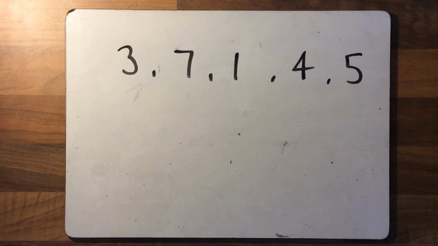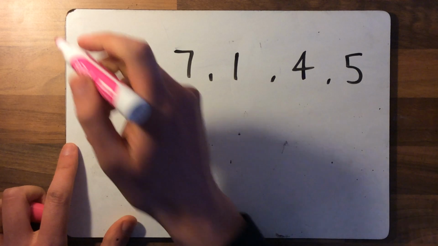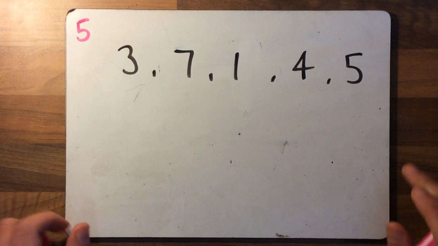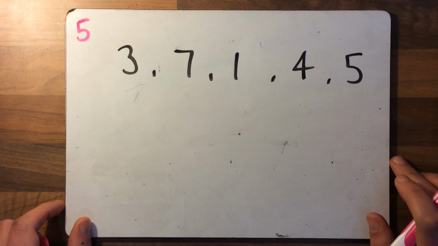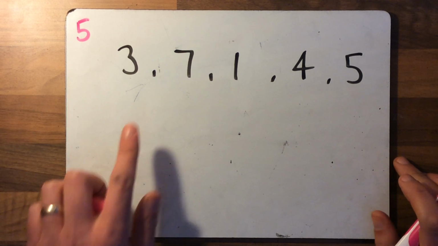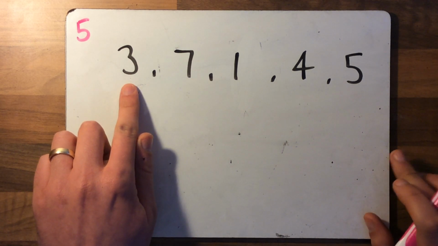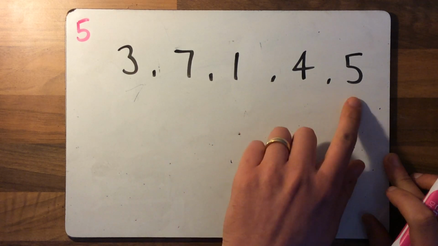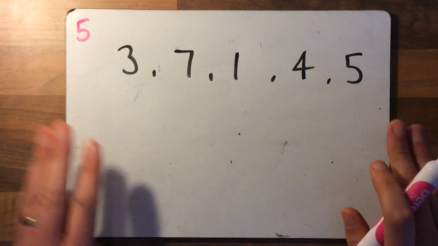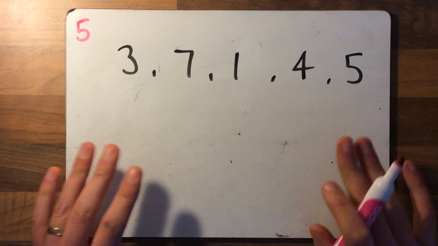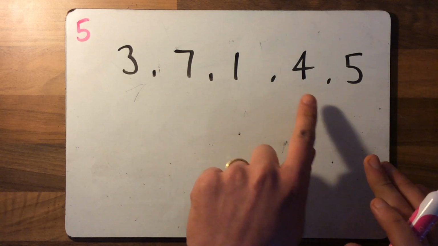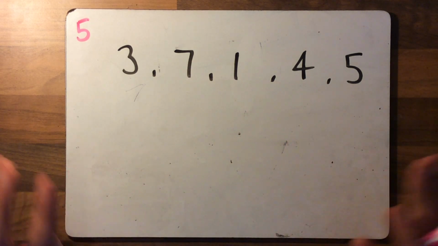So imagine that I asked 5 children in my class. You can see 1, 2, 3, 4, 5. If I asked 5 people in my class, how many pets do you have? Imagine that's the question I asked. And I asked 5 people that question. And these are the responses. So one person said 3, one person said 7, one person said 1, one person said 4, and one person said 5. Okay, so they're the responses that we got from those 5 people.